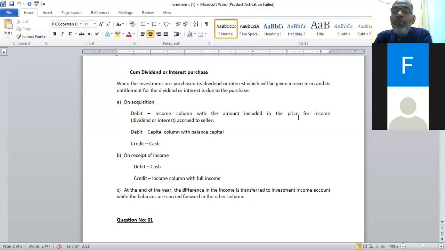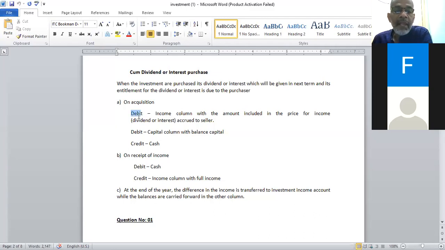When you are adopting the cum dividend basis or the ex dividend basis, this double entry will vary. That's why we have discussed the two arrangements. Number one, interest account or income account, interest or income, and separately we have cost, and also we have capital column. There are two columns we have discussed: capital column and income column, and the nominal value. That is why, when you are doing the double entry, investment account debit and cash account credit will vary when you are doing the cum dividend basis.